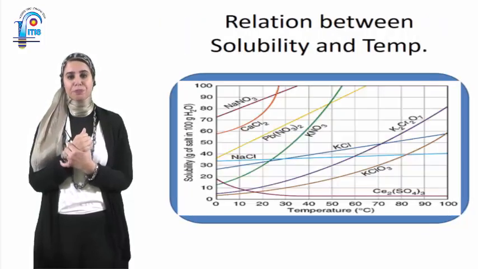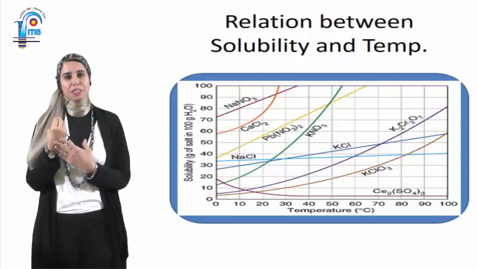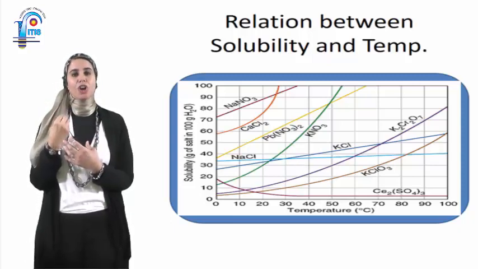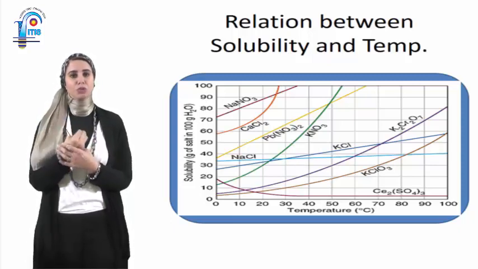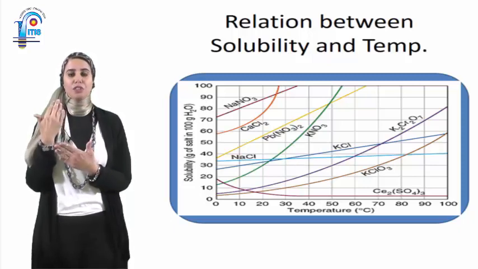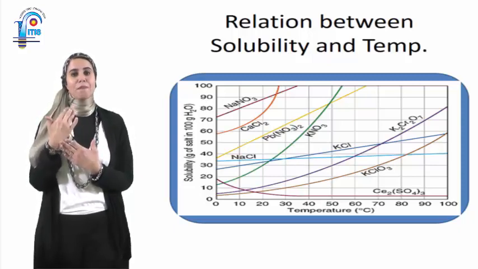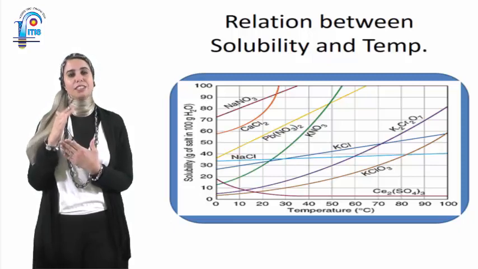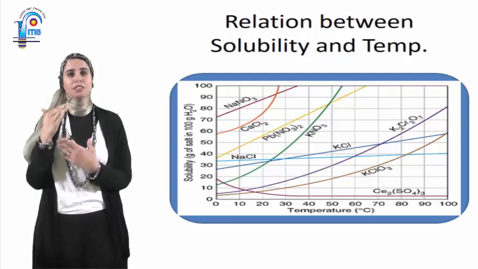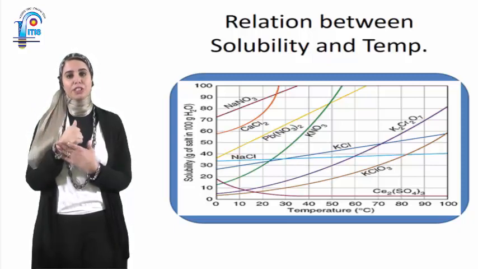Now in the next slide, we're going to see the relation between solubility and temperature. What is meant by solubility? The solubility is the degree of dissolving of a solute in a certain amount of water. So what does it depend on? It depends on the nature of the solute, and it depends on the temperature. In this figure, we can see many types of solute which have different properties with temperature. Some solutes increase in solubility with an increase in temperature. Some solutes don't change, and for some solutes, the dissolving process decreases with the increase in temperature.